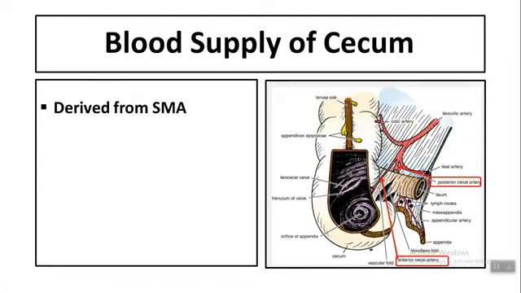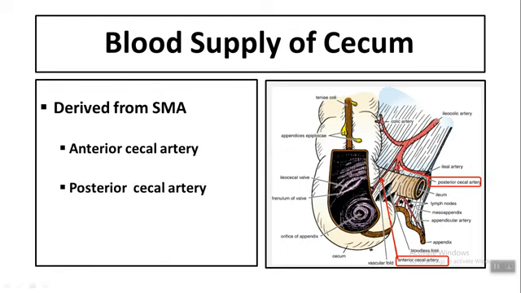What is the blood supply of the cecum? It is derived from the superior mesenteric artery because it is part of the midgut, through the anterior cecal artery and the posterior cecal artery. Definitely the veins will drain back into the superior mesenteric vein.